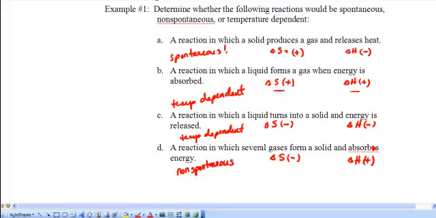Alright, so you should be familiar with spontaneity versus non-spontaneity, enthalpy, entropy, and free energy, and you should be able to predict the signs on all of those terms and predict whether or not something will be spontaneous, non-spontaneous, or temperature dependent. That concludes 18-4.